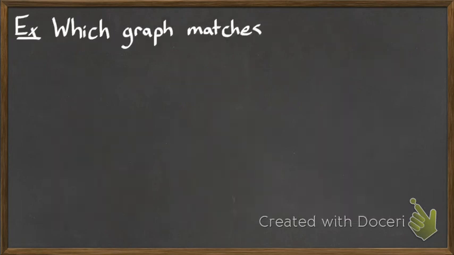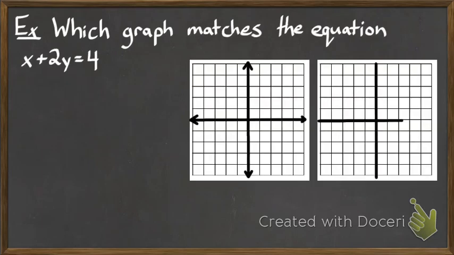Alright, so let's look at one more example. So which graph matches the following equation? Okay, so now things are a little bit different. Now instead of giving an equation in slope-intercept form, I've now given you an equation in standard form. So it's a little bit trickier. I can't just find the y-intercept and the slope. So I'm going to use one of our other methods to figure this out.